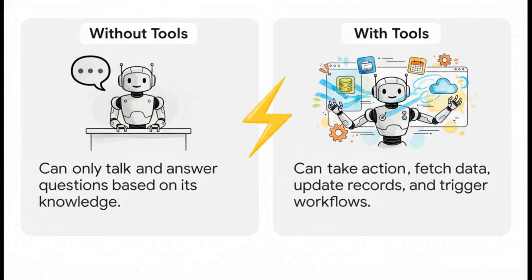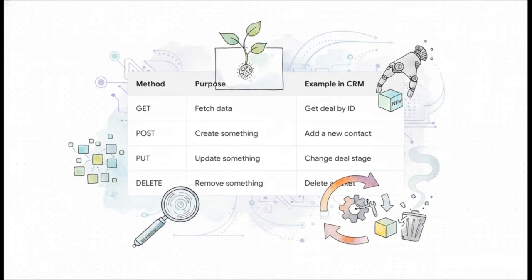It can go into your CRM, fetch a customer's record, update a deal's stage, or create a support ticket in your help desk. The tools are what turn all that knowledge into real action. So, what can it do? Well, these are the four basic actions. In the world of APIs, they're called get, post, put, and delete.